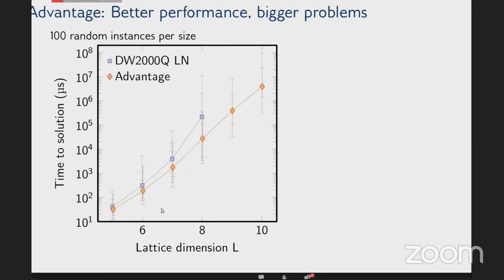And you can see a pretty clear scaling advantage opening up over the previous processor. This is almost an order of magnitude. And then in the 90th percentile, it's about 50 times improvement in time to solution. So what I've done is I've attempted to optimize the anneal time, but we can't find an optimal anneal time for the smaller instances.